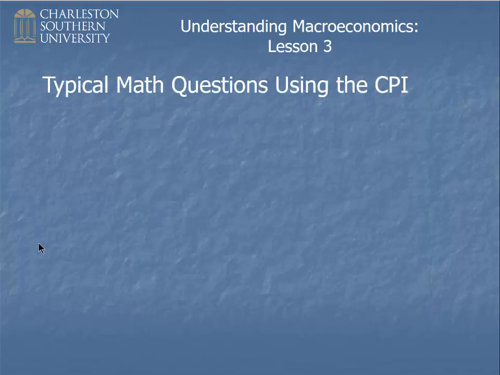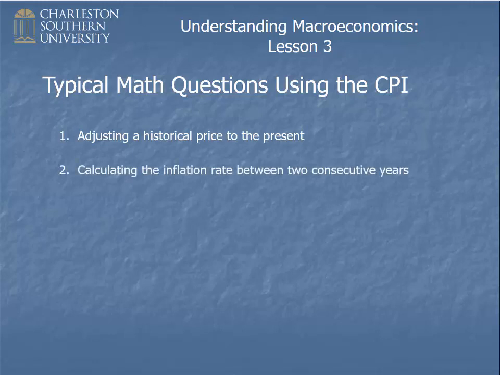Now, what kinds of math questions can come from all this data? The most obvious one is to take an old price, a historical price, and adjust it to the present. People do this all the time. Another one is to calculate the inflation rate between 2 consecutive years. So this is basically just a rate of change equation, and I will post this in a couple of slides.